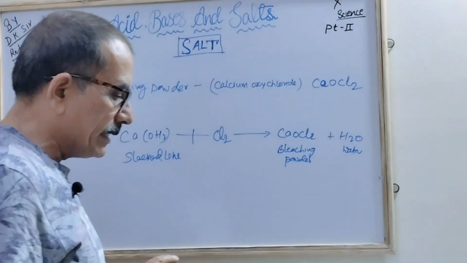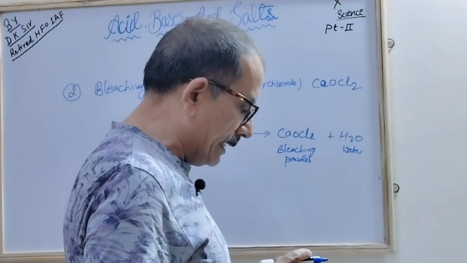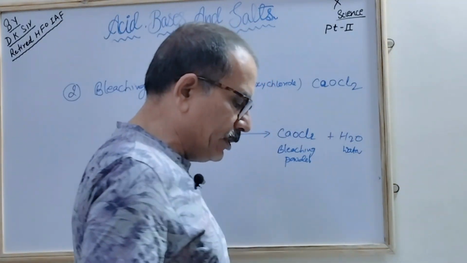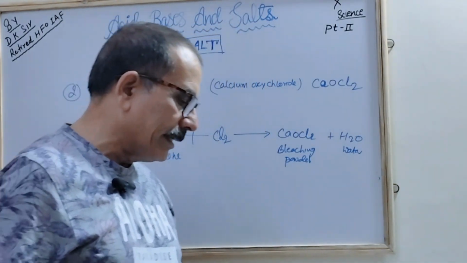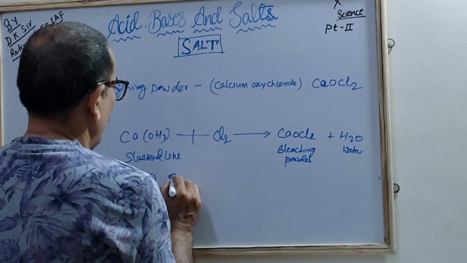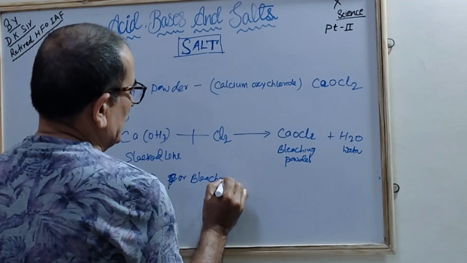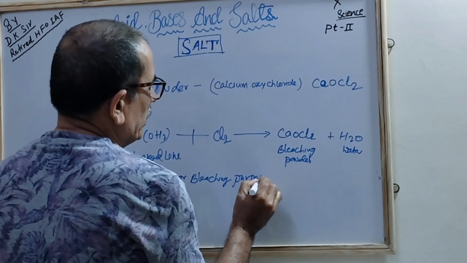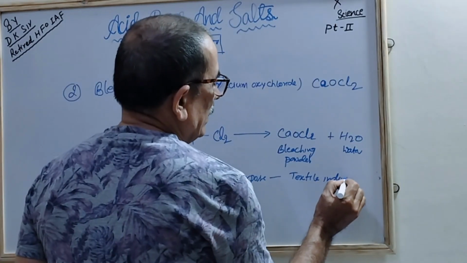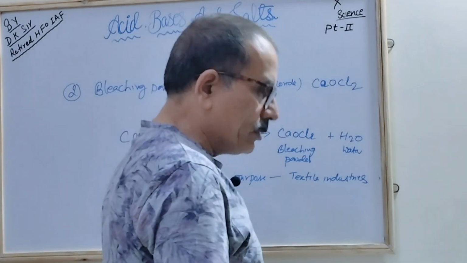On standing for a longer time, it undergoes auto-oxidation, due to which the bleaching action decreases. The usage of bleaching powder, you know it. Where are you using the bleaching powder? It is used for bleaching cotton and linen in the textile industry. Where is it used for bleaching purpose? In the textile industry, it is used for bleaching, correct?